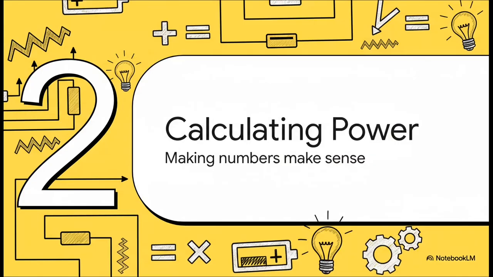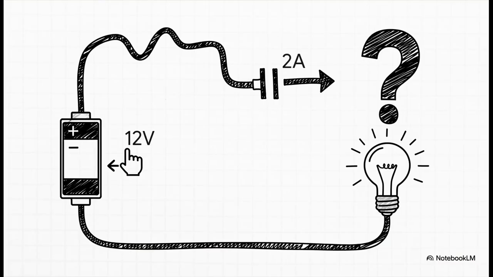Okay, theory is great and all, but let's see how this stuff actually works in the real world. We're going to plug some numbers into our new favorite formula and see it in action. Let's make it make sense. So, imagine we have a pretty simple circuit. It's got a 12-volt push behind it and a 2-amp flow going through it. The big question is, how much work is actually being done here? How much power is this thing consuming?